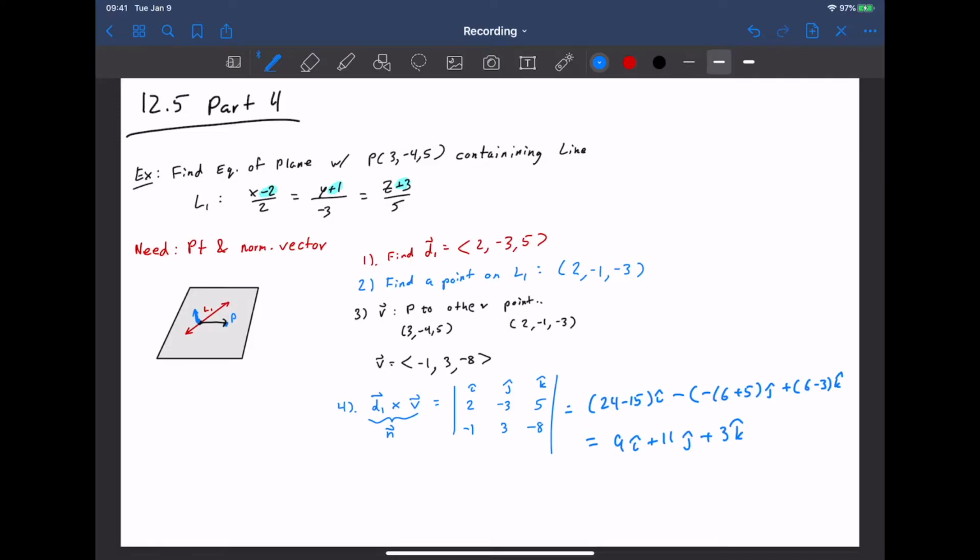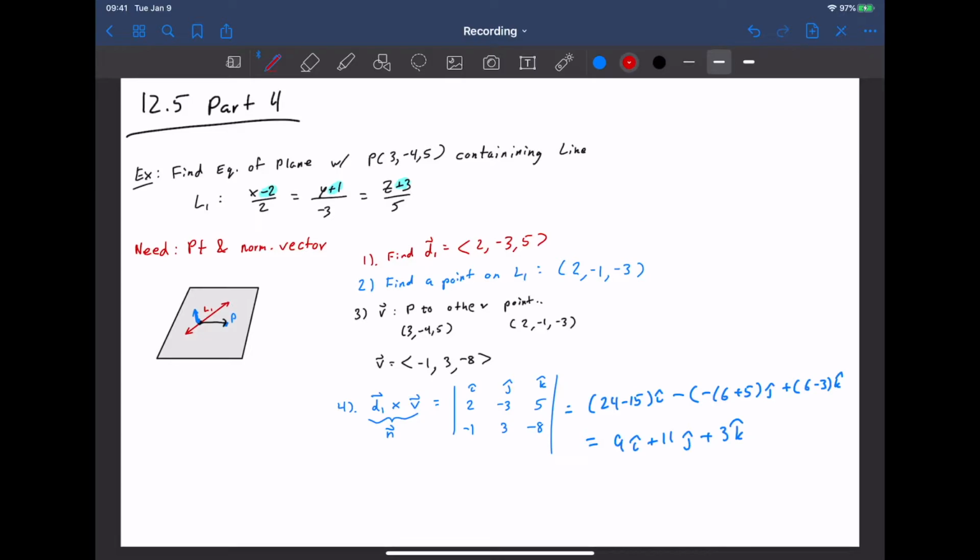Do we have a point? Do we have a normal vector? Yes and yes. So we're going to stick it all together. You should right now be able to write this equation in the vector form or the scalar form, more useful, or the general form. Go ahead, try it out.